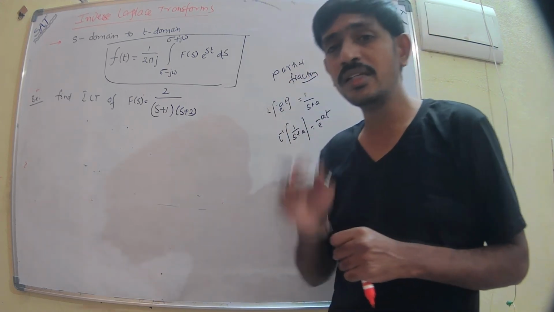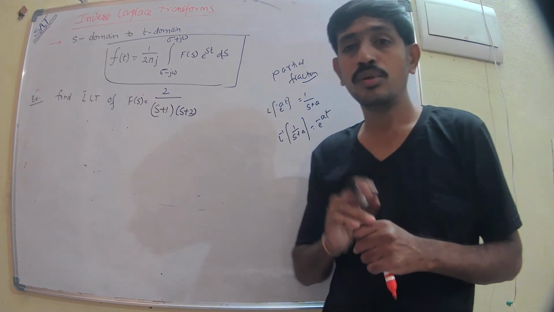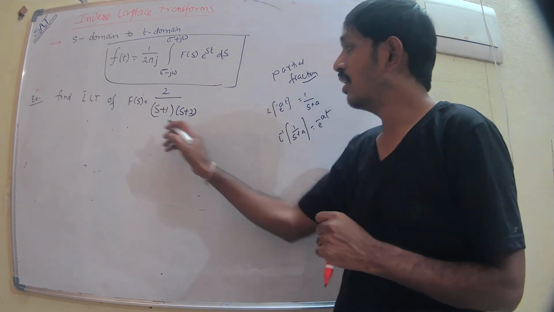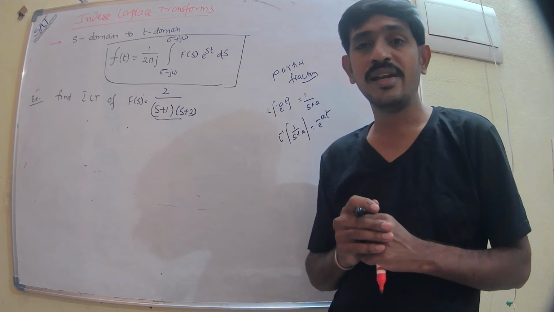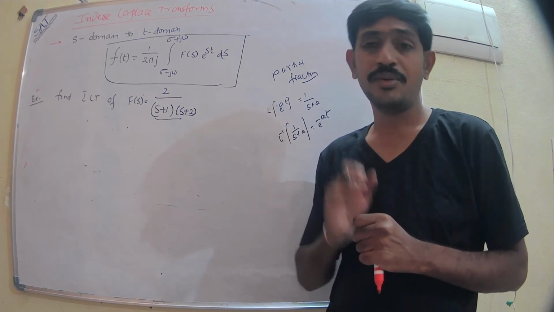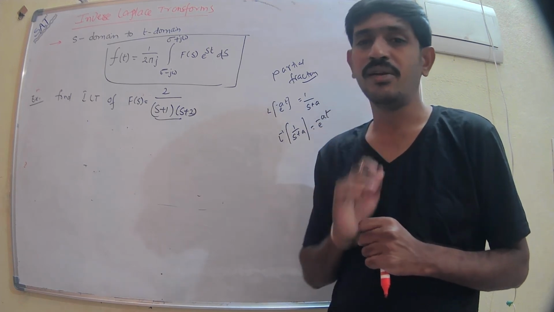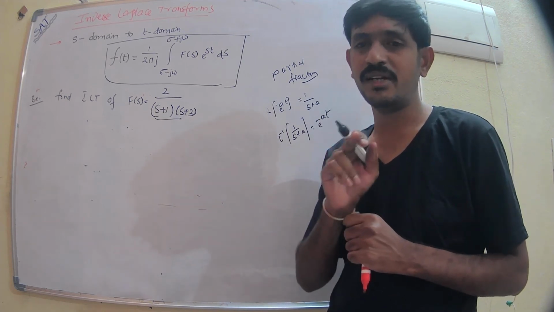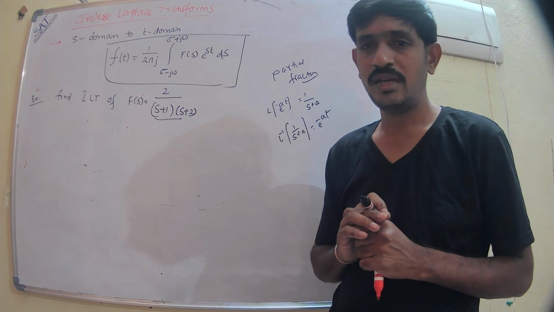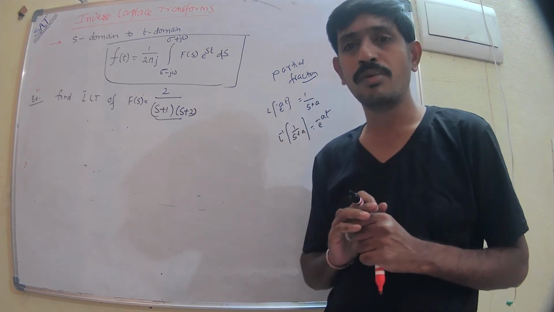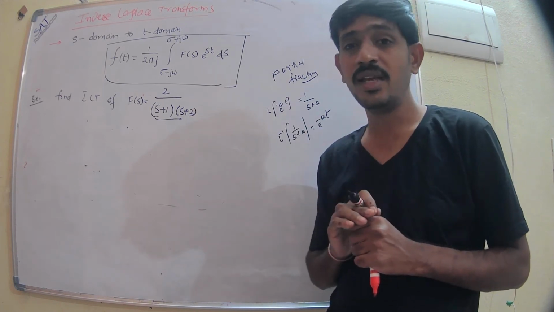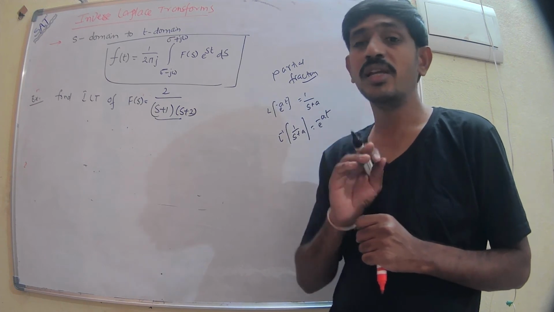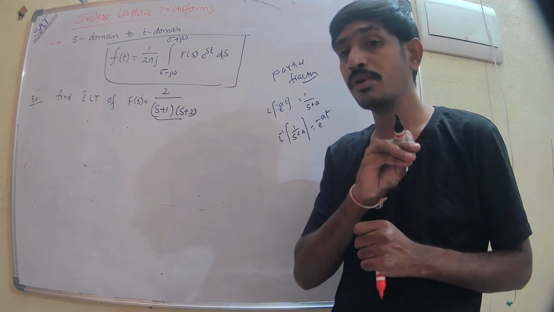Okay, so in this method we have two cases: the roots are real and different, or the roots are real and repeated. In this case, the roots are real and distinct, or different roots. Also, this is an improper function. We can apply partial fractions for only improper functions. What is the meaning of improper function?